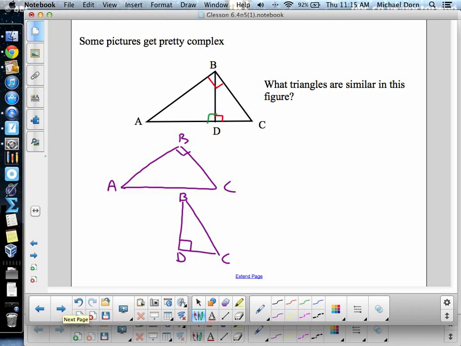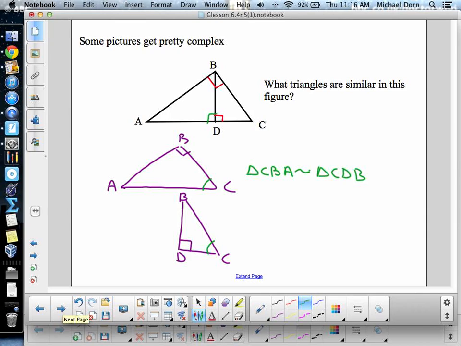Now this angle C is exactly the same as that angle C right there, isn't it? The triangle on the right and the big triangle, angle C did not change. It's exactly the same. So this angle C corresponds to that angle C. Those are similar triangles. They have 2 angles that are congruent, don't they? They both have a right angle and that angle C. So triangle CBA is similar to triangle CDB.